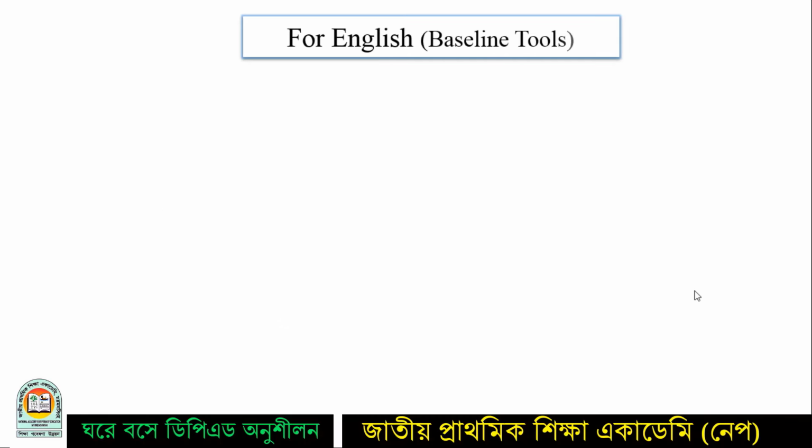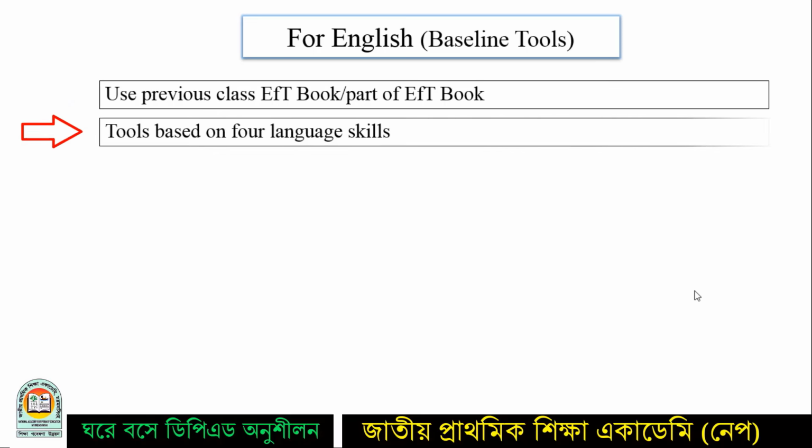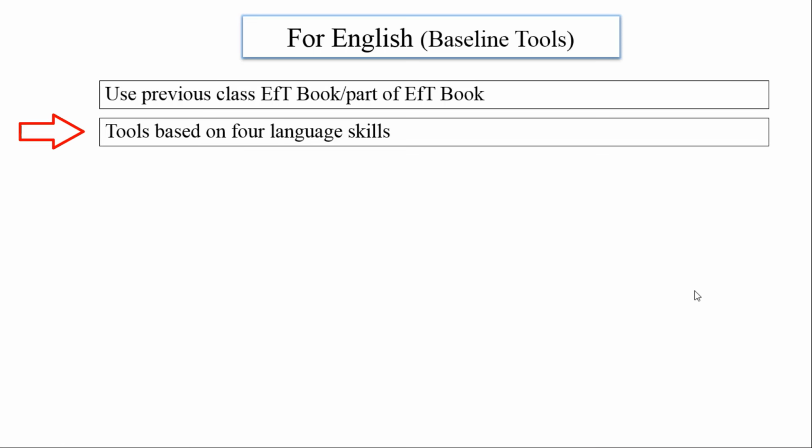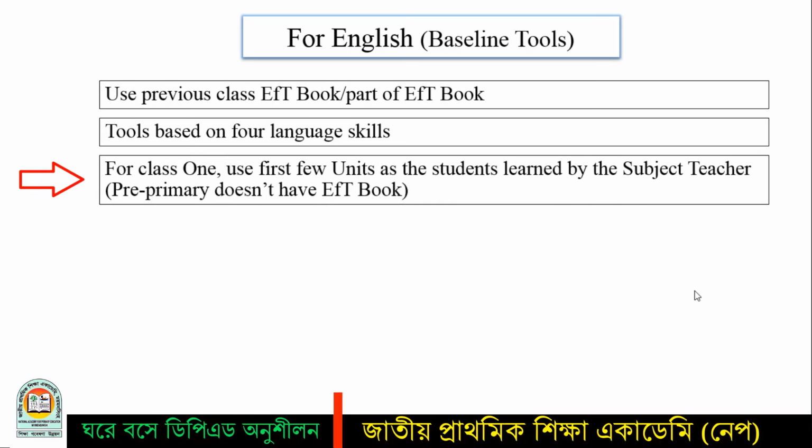For English baseline tools, we use previous class English for Today book or part of the English for Today book. Tools are based on 4 language skills. Remember, for English or Bangla, tools will be based on 4 language skills. For class 1, use the first few units as the students learn by the subject teacher, because pre-primary does not have an English for Today book. So we should take something from the class 1 textbook which is known to the students.